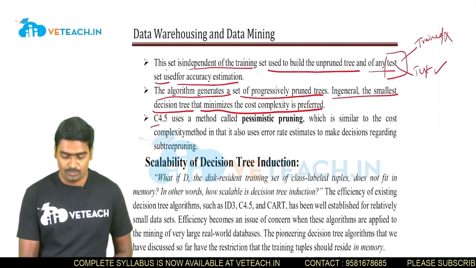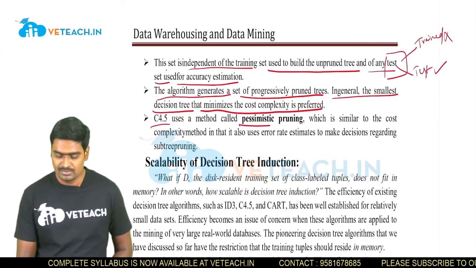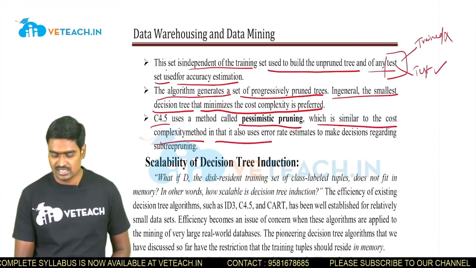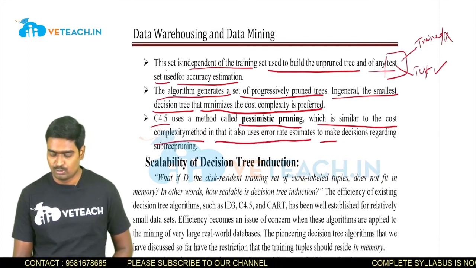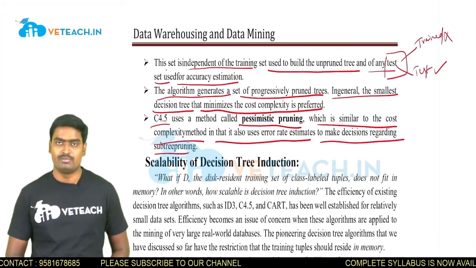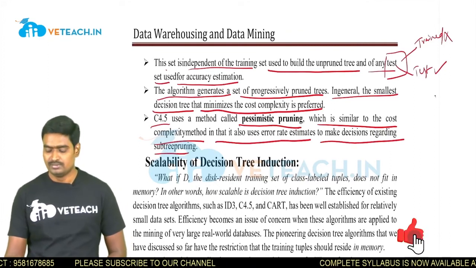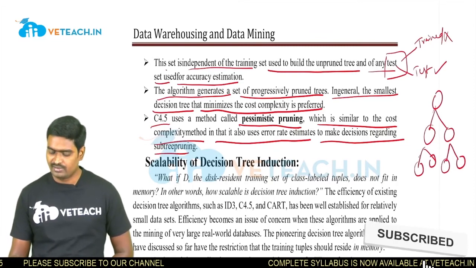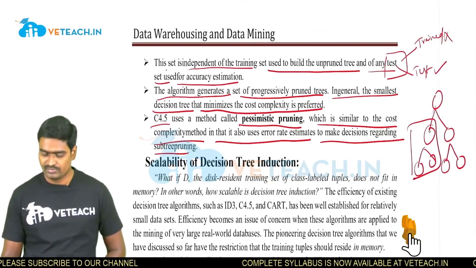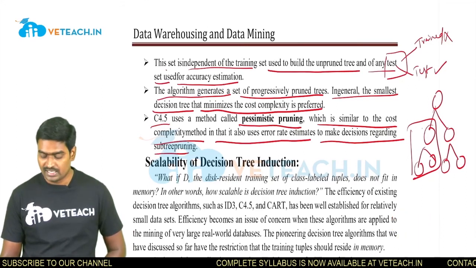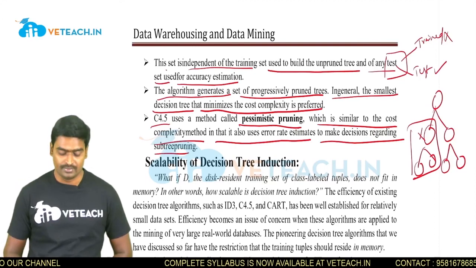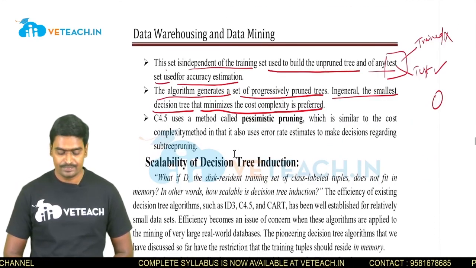And now C4.5 uses a method called pessimistic pruning, which is similar to the cost complexity method, and it also uses error rate estimation to make the decision regarding the subtree pruning. So what is the subtree pruning? This is the main tree, and this is the subtree. We have to prune any particular node of this subtree. So that is called subtree pruning. Yes, this is the subtree pruning.